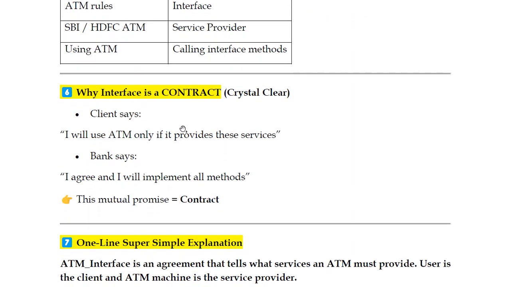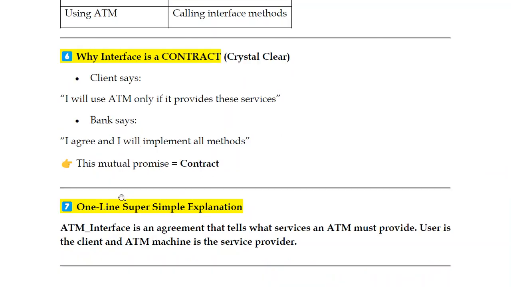Why is an interface a contract? The client says, I will use the ATM only if it provides these services. The bank says, I agree and I will implement all these methods. This is a mutual contract. That contract is called an interface. Clients need these services, so the service provider should provide these services. So in between, it acts as a contract intermediate between the client and the service provider. The ATM interface is an agreement that tells what services an ATM must provide. The user is the client. The ATM machine is the service provider.